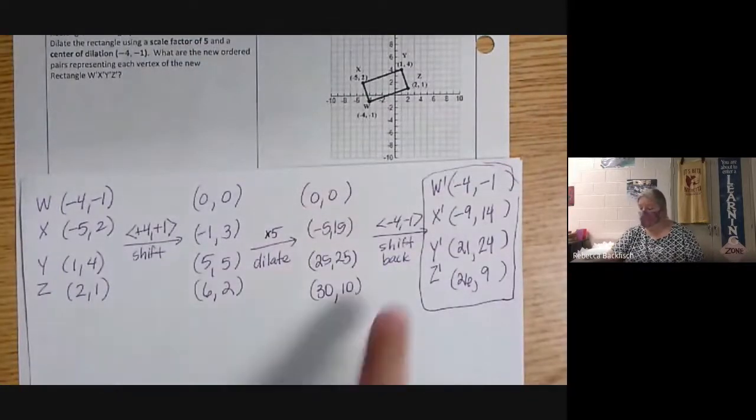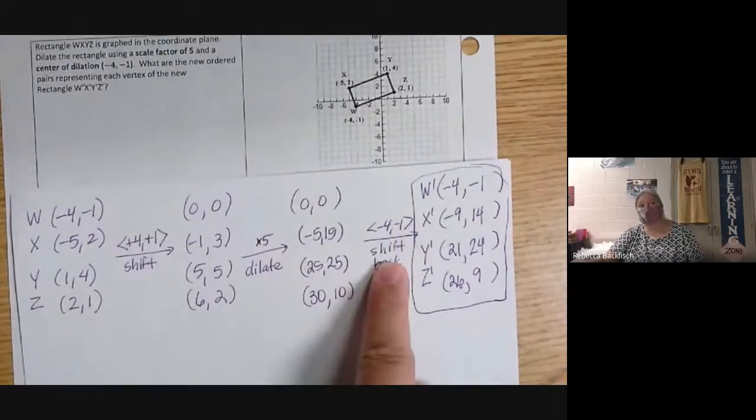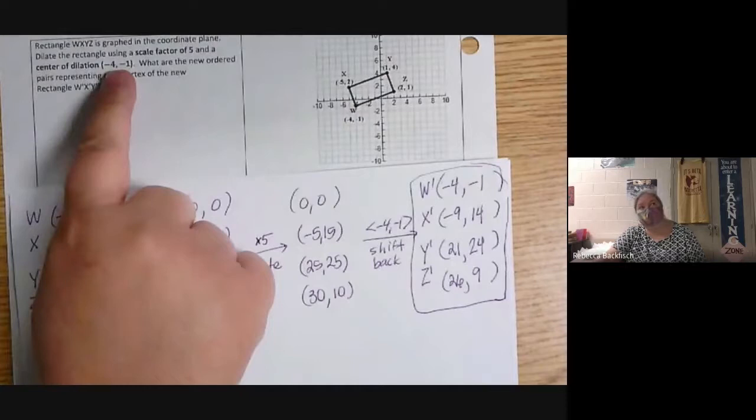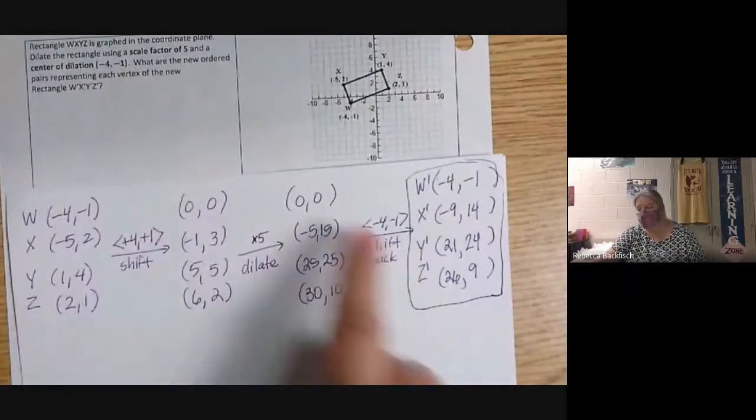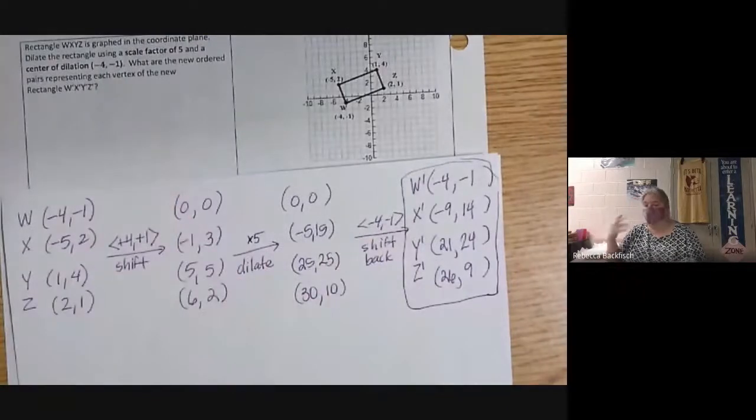Then I shifted back. I did the opposite of what I did here, which is always going to match the signs here. These two will always match because you're going from 0, 0 to that point, and that's what point coordinates are. The directions from 0, 0 to that point. Okay, questions on that one?